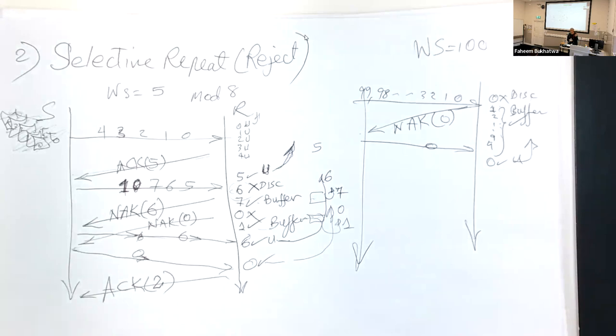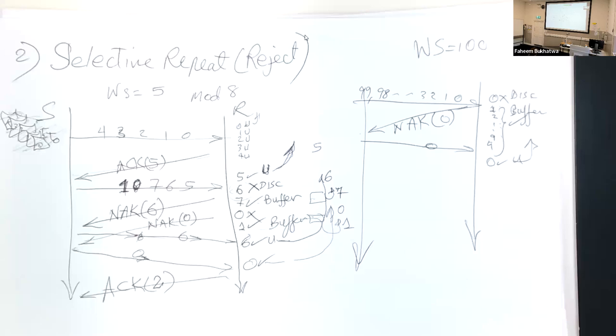How much memory does the sender need? Anybody know how much memory the sender needs? How much memory do you think the sending machine requires in either selective reject or go back in? It's the same amount of memory. What do you think? Does the sender need to keep something in memory?